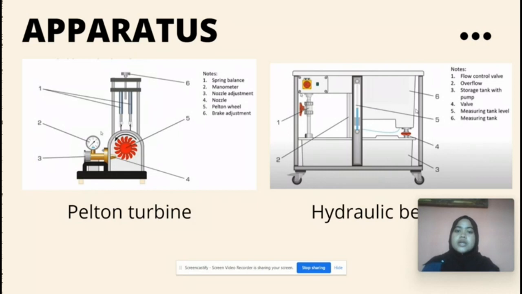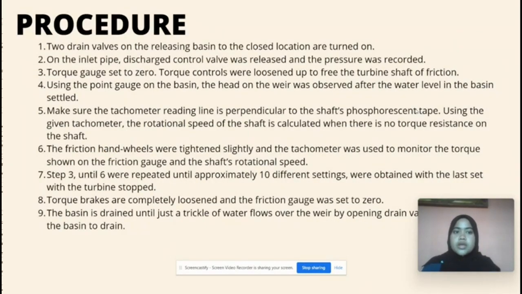So these are the apparatus needed for this lab, which are the Pelton turbine and also the hydraulic bench. As in the picture, you can see every part of the Pelton turbine and also the hydraulic bench for us to undergo this experiment more easily. Next, I will explain the procedure of this lab.